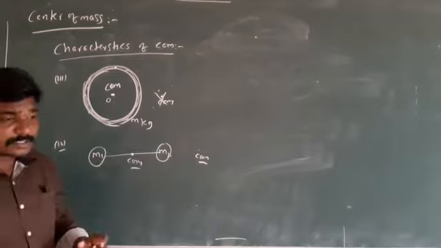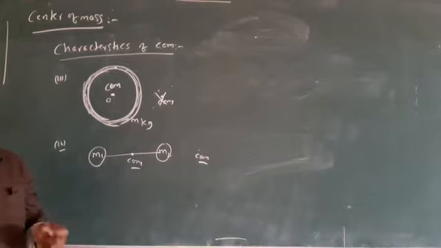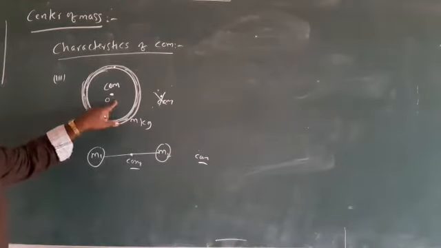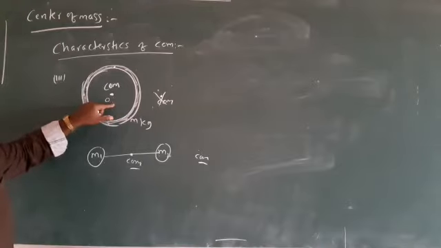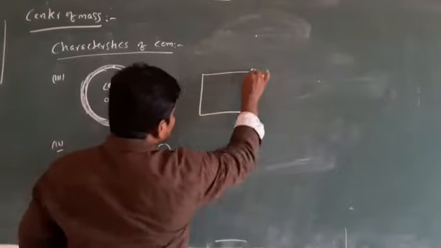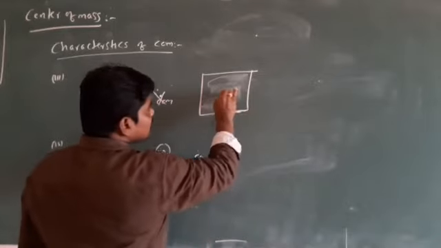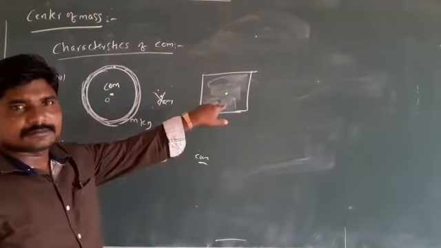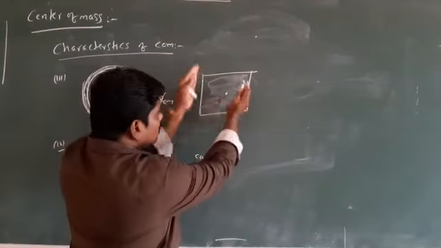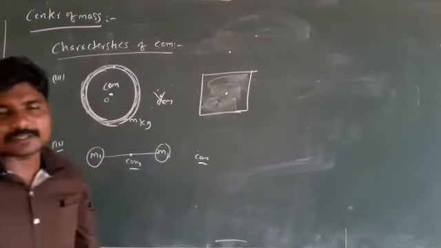So the center of mass may be inside or outside the body, but it should be within the boundary of the body. Here for the ring, the center of mass is outside the material, but it is within the boundary of the ring. If you consider a square plate, this is the plate. Now the center of mass is inside the material, inside the square plate, and also within the boundary of this square plate. If we consider the center of mass at this point, that is wrong for the square plate.